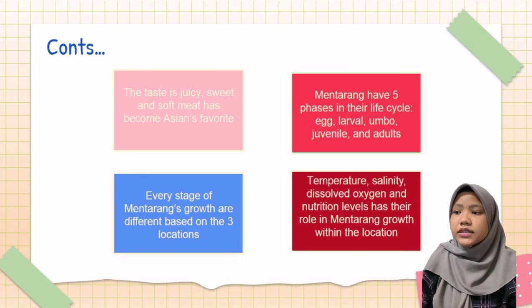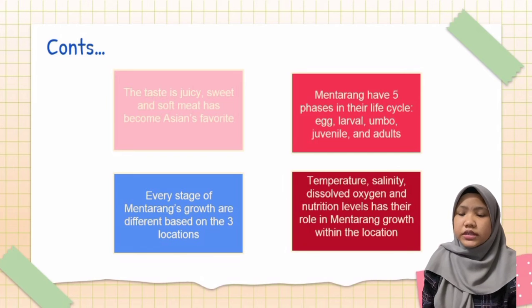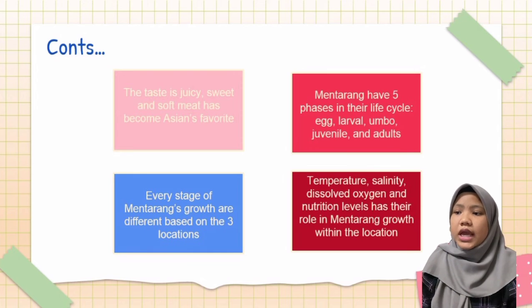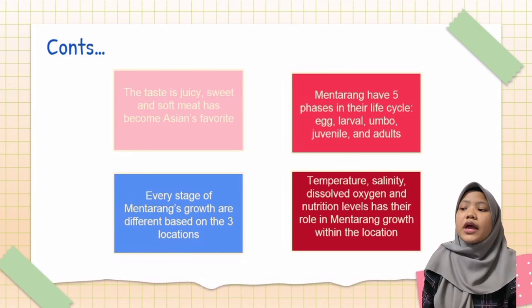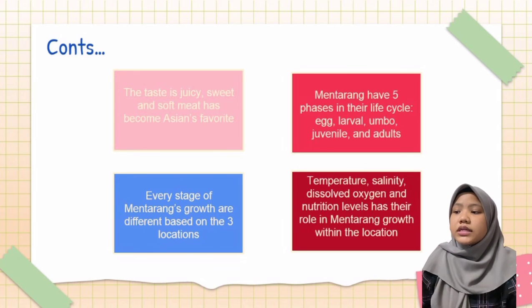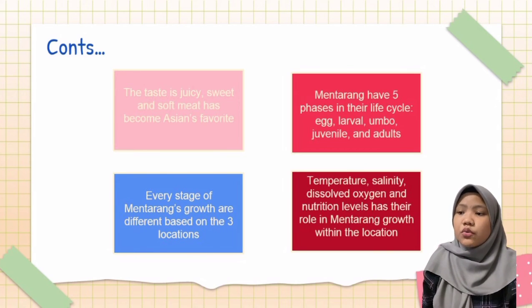According to the findings, the 3 locations exhibited varying seasonal timing of the Mentarang's life cycle developing stages. Abiotic parameters such as temperature, salinity, dissolved oxygen, and nutrition levels may all have a role in the differences in Mentarang growth phases within the research locations. The amount of food or plankton was discovered to play a significant role in the Mentarang's life cycle timing. So that's all from me.